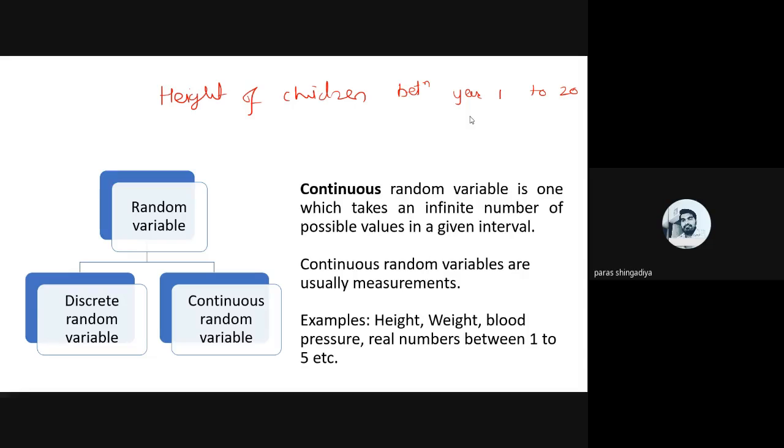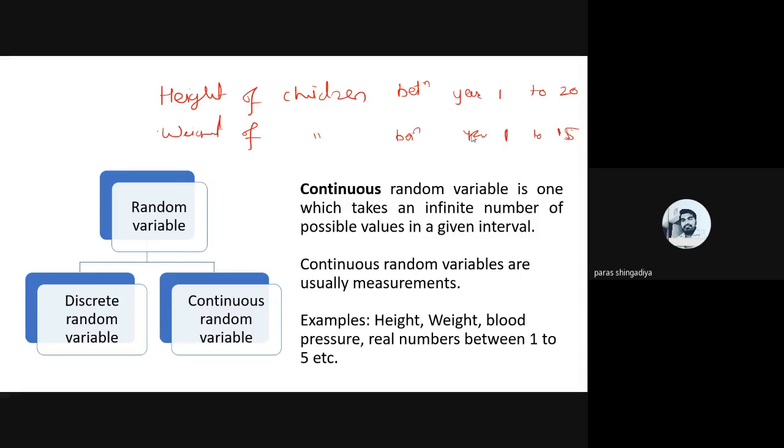Another example you can consider is weight. The weight of children between the ages of, let us take, 1 to 15. Clear? So it takes any answer between these years, 1 to 15. It takes any answer for the weight of the children. So it is not fixed. It takes any answer in this given interval. Clear? So that is called a continuous random variable.